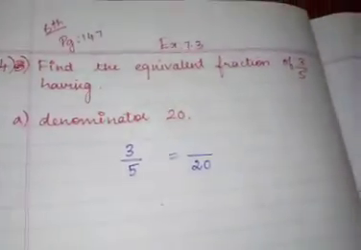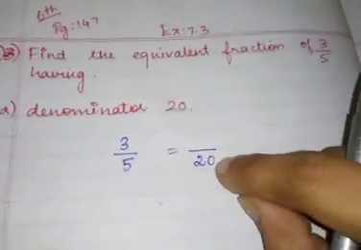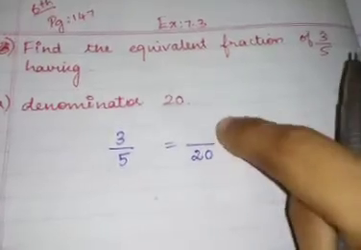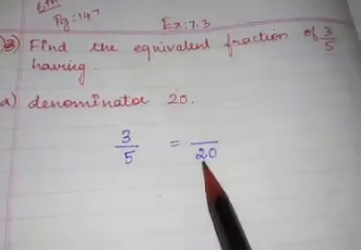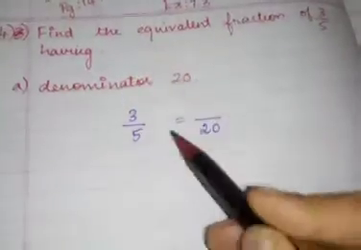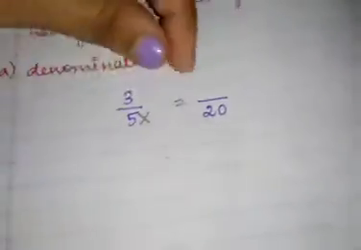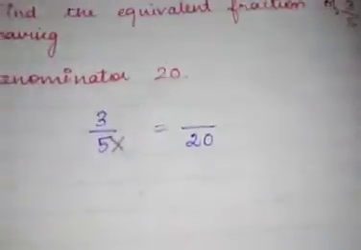If you find the numerator, that's enough, because we already know our denominator, which is 20. Only the numerator we should find. Now this 5 is converted to 20, so small to big. So what should you do? You should do the multiplication. Last class the same thing we have done with the box problem. Yes, the same way we are going to do it.